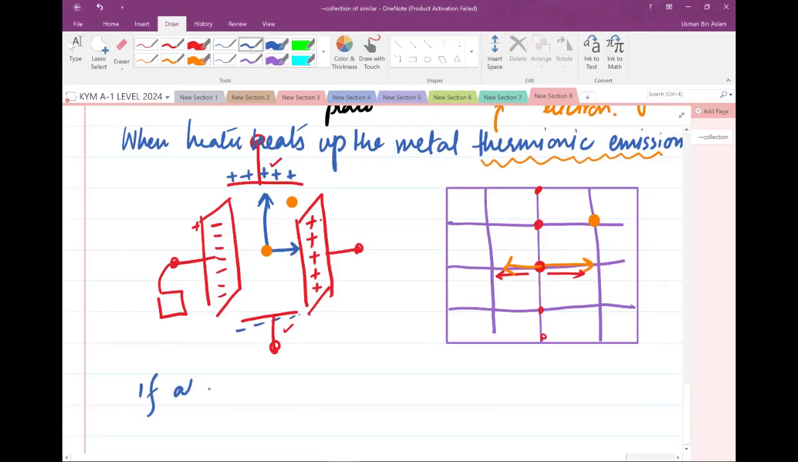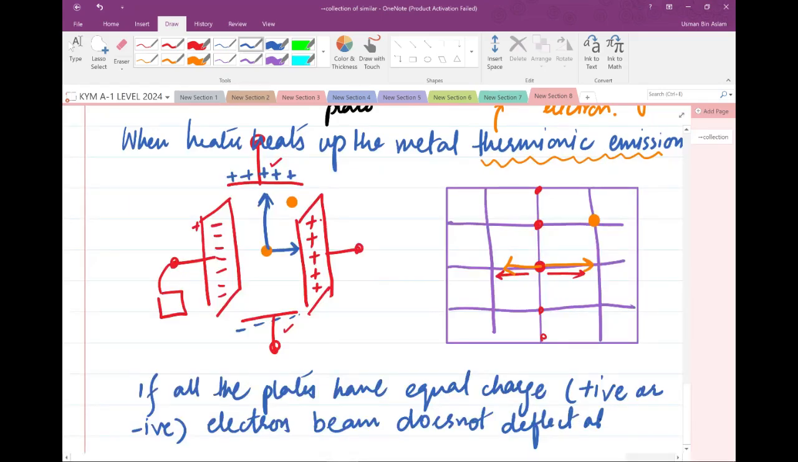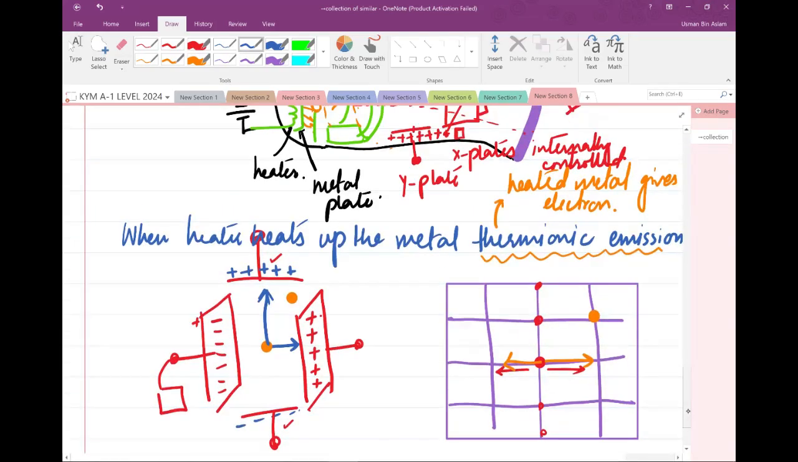If all the plates have equal charge, positive or negative, the electron beam does not deflect at all. Is that okay? Yes. All right.